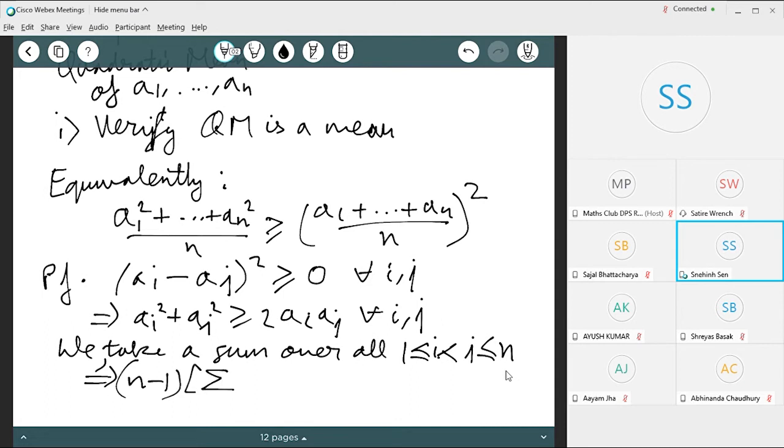So let me use this notation. This is called the sum notation. Sigma i equal to 1 to n. That is, we are running the sum from 1 to n. I think you already know this notation. This is greater than or equal to the right hand side, where no term is repeated. So it is basically the sum over 1 less than or equal to i less than j less than or equal to n of ai aj.